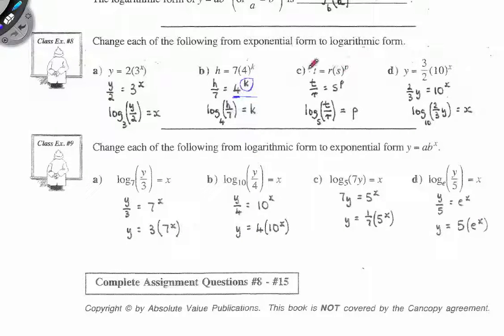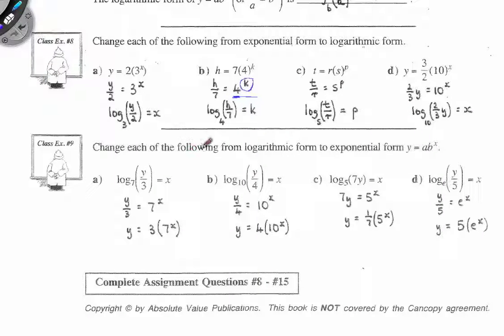So here we'll divide both sides by r, it'll be t over r, we'll get log of t over r, base s will equal p. Here we'll multiply by 2 over 3, if you want to look at it like that. Dividing by a fraction is multiplying by its reciprocal. And therefore log of 2 over 3 y, base 10, will equal x.